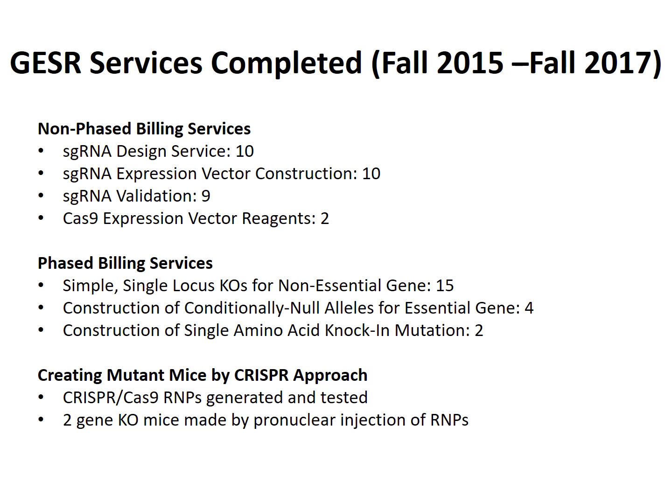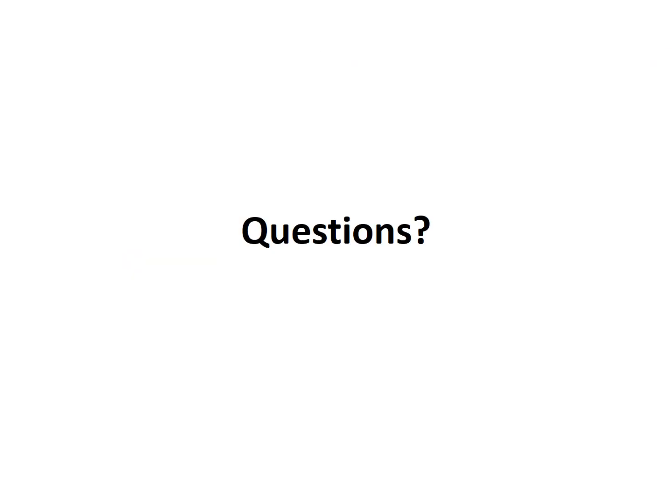The Genome Engineering Shared Resource is now celebrating its second year in existence. We started in fall of 2015. These are the projects that we've been able to complete so far in that time. We've had many guide RNA design services and expression vector constructions, quite a few single knockouts of non-essential genes, as well as conditionally null alleles and some knock-in mutations. And just recently, a few months ago, we were able to make two gene knockout mice by pronuclear injection of RNPs. And with that, I'll take any questions.